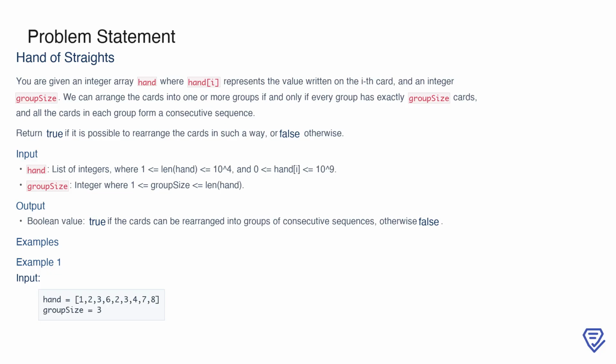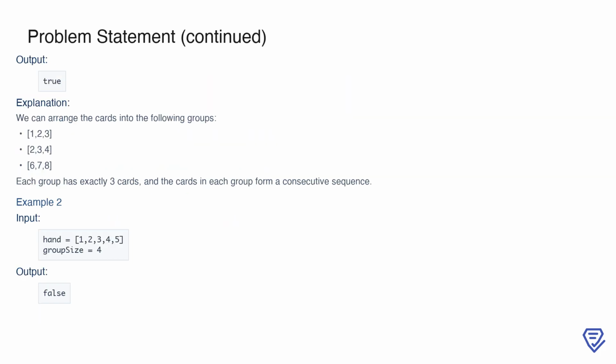Now, let's explore some examples to solidify our understanding of the problem. In the first example, we have the input hand equal to 1, 2, 3, 6, 2, 3, 4, 7, 8, and group size equal to 3. Here, the output is true, meaning it is possible to rearrange the cards into groups of 3 consecutive numbers. The valid arrangement is as follows: 1, 2, 3, 2, 3, 4, and 6, 7, 8.